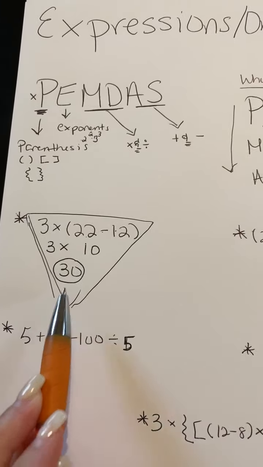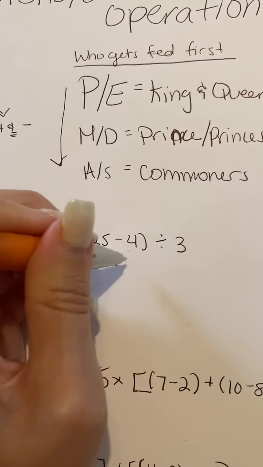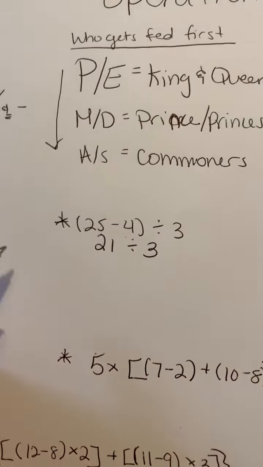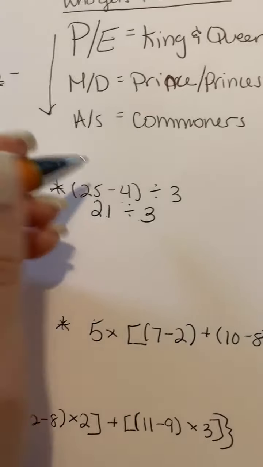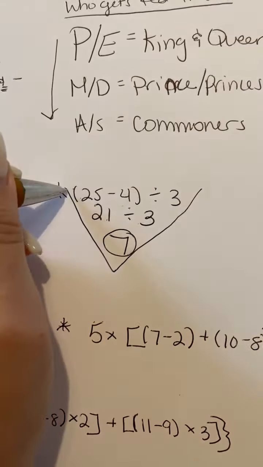Okay, parentheses first. Now look at the difference between the two. Here we had a parentheses in the back, I still did it first. Here we have our parentheses up front, great, I'm doing it first anyway, because parentheses are always first. Even if it's adding, subtracting inside the parentheses, doesn't matter, parentheses first. 25 minus 4 is 21. Everything else falls down like Tetris. 21 divided by 3 is 7. Again, see how I have that upside down triangle.